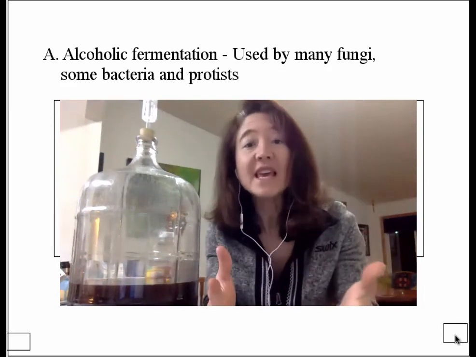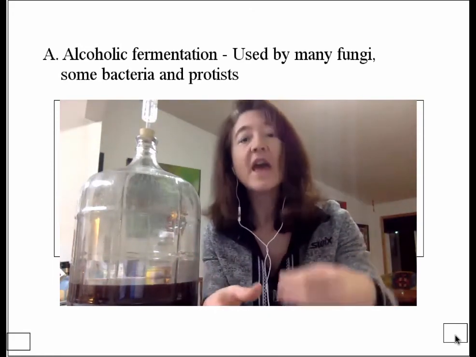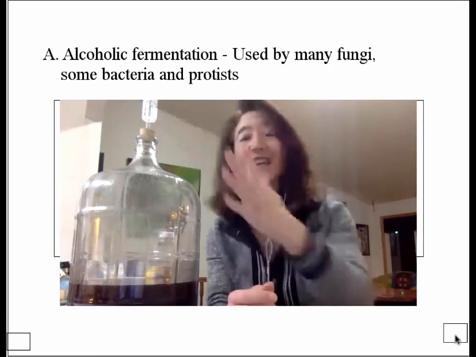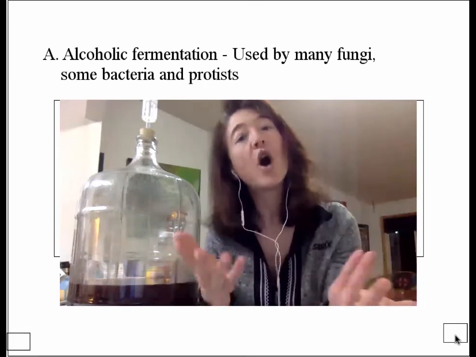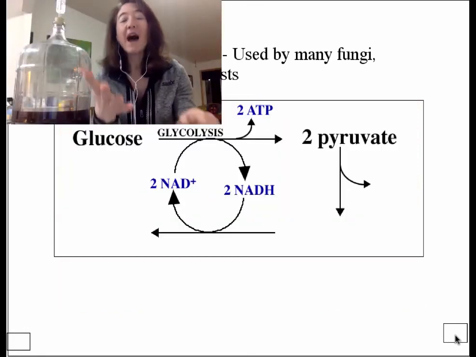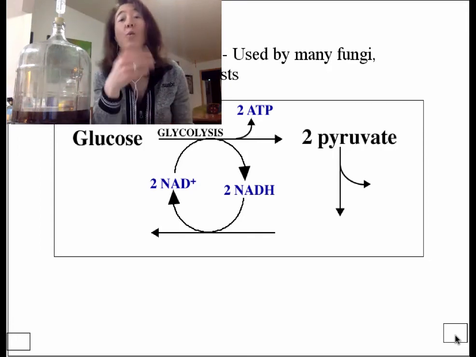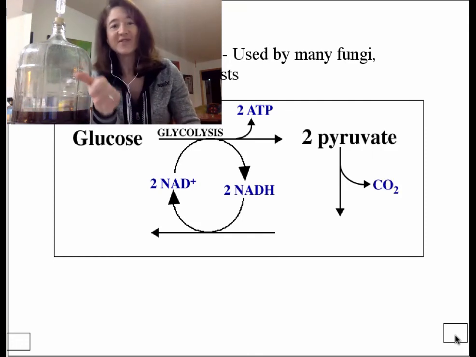And what that means is that pyruvate, or a derivative of pyruvate, begins to serve as an internal electron acceptor because there's no access to the external electron acceptor. And so in the case of alcoholic fermentation, the pyruvate is converted to acetaldehyde. And when that conversion takes place, there's a decarboxylation, right? A popping off of CO2.